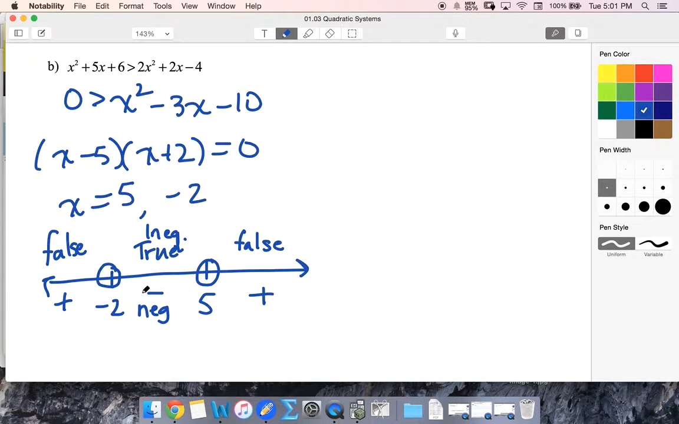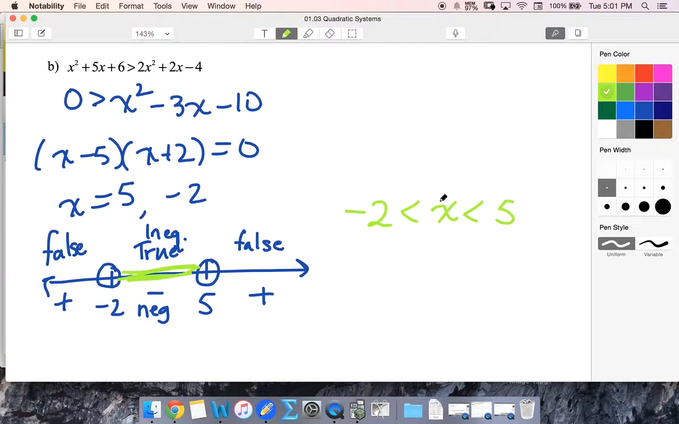And I promise it's not always going to end up with the range in the middle. It's just happened with our last examples. So here's our true range. There's our solution. So in the end, our solution is negative 2 is less than x is less than 5.